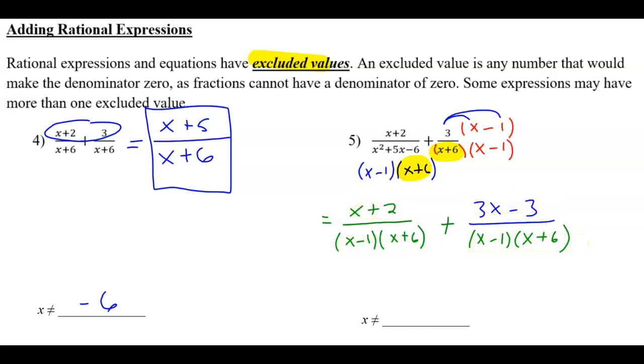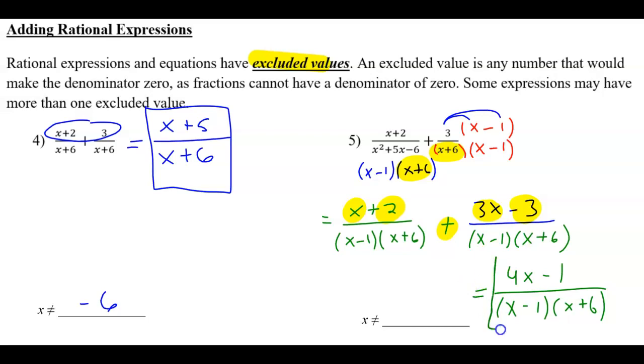So if I add across the top, I have x plus 3x. So that would give me 4x. And then I have constants here. I have 2 minus 3, which would give me minus 1, all over the common denominator. And nothing on the top factors. So our final answer is actually this right here.